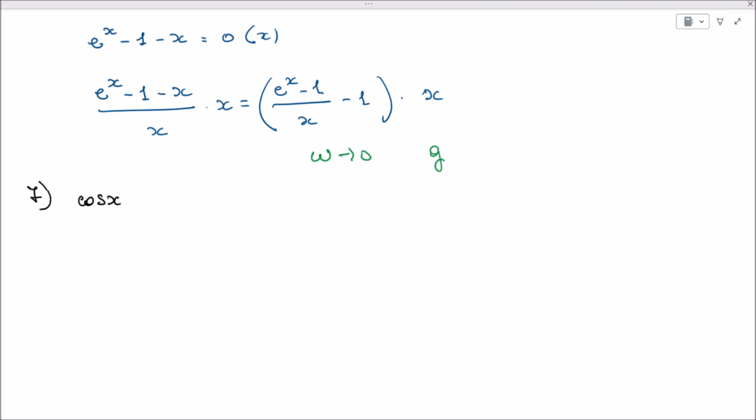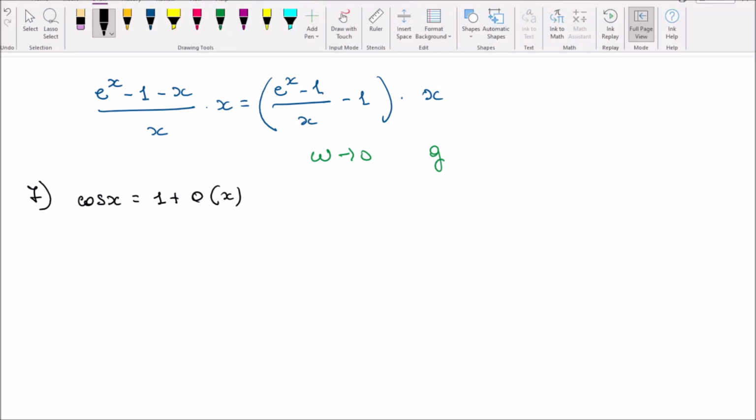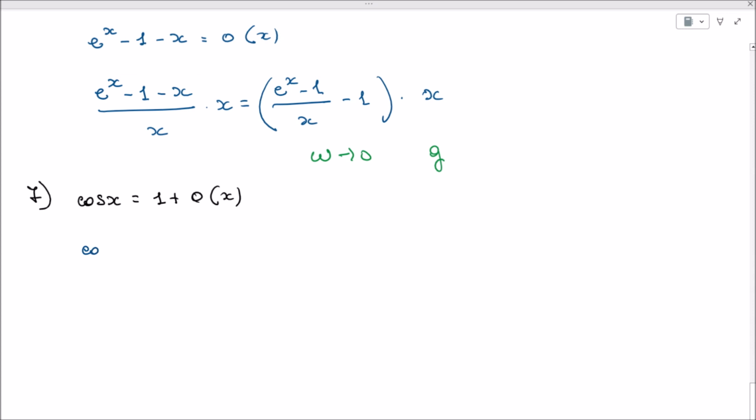Cosine of x is equal to 1 plus little o of x. Okay, let's prove this, which is just like proving that cosine of x minus 1 should be equal to little o of x. And again, dividing by x squared and multiplying by x squared, we get cosine of x minus 1 divided by x squared times x squared, which we can rewrite as x times x.